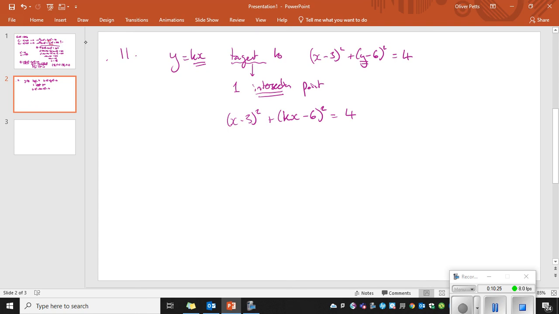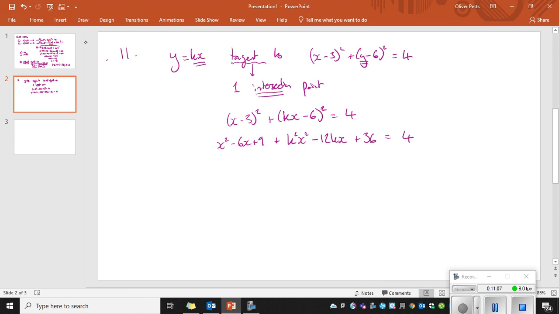Let's expand though. So we're going to have x squared minus 6x plus 9 plus k squared x squared minus 12kx plus 36 equals 4. Even though it looks a bit intimidating, it is just a quadratic. Remember, the k is just a number. So imagine the k has been replaced with any number we can think of. We're just going to have some x squared terms, some x terms, and then some numbers left over. Now let's write them in order of x squared terms, then x terms, and then our numbers left over.